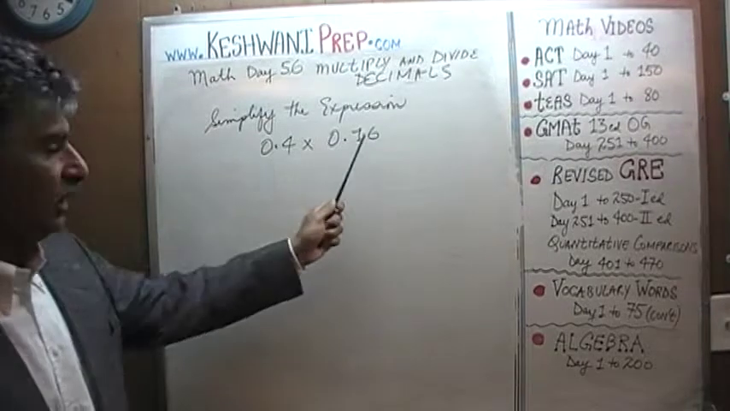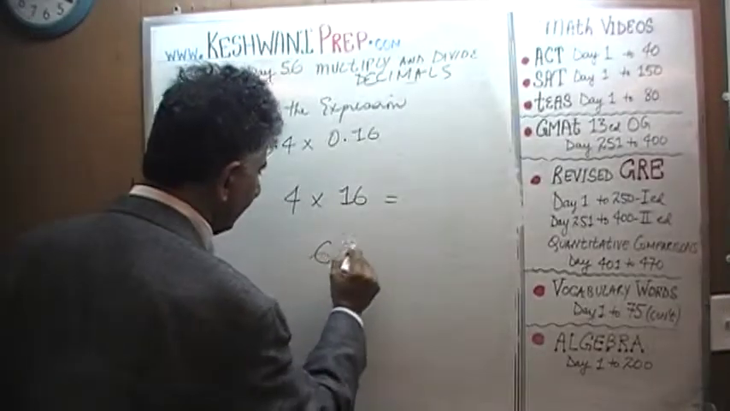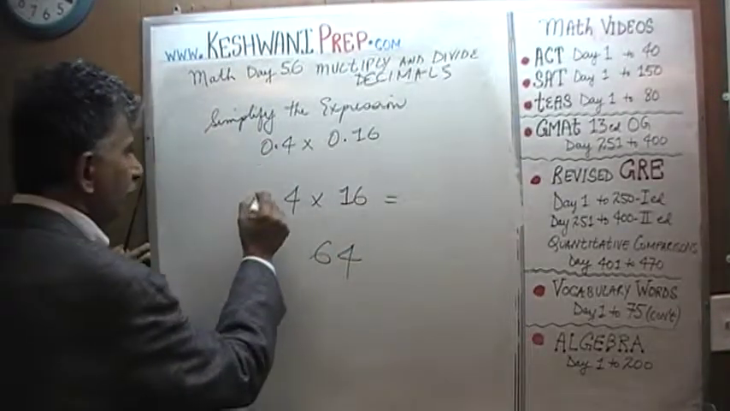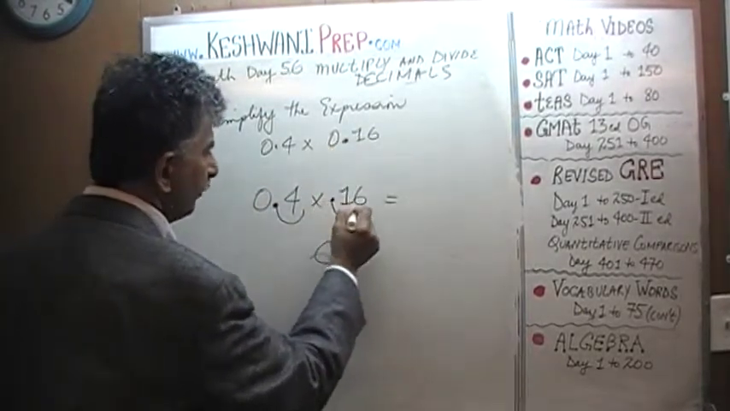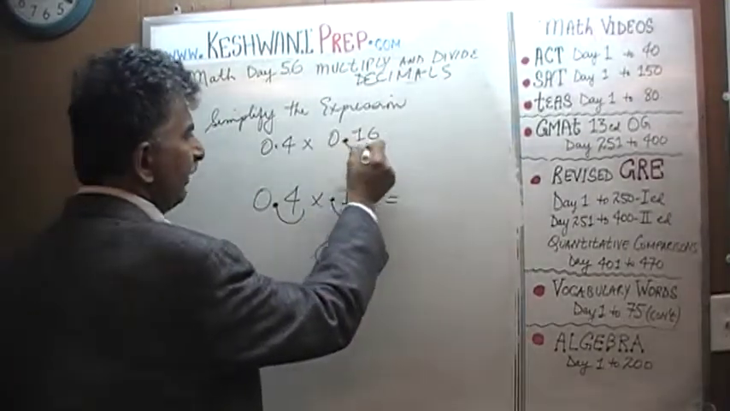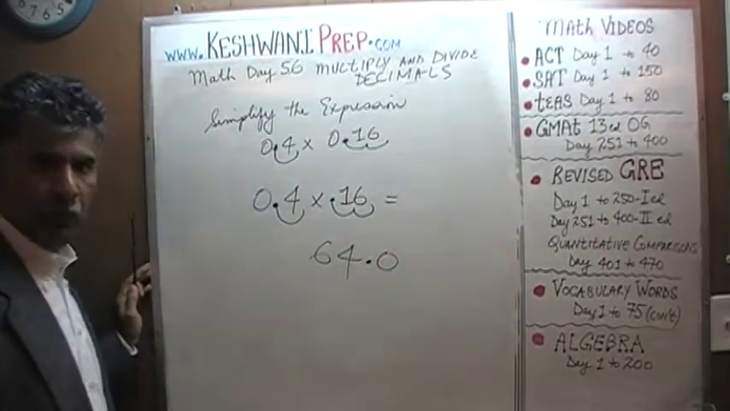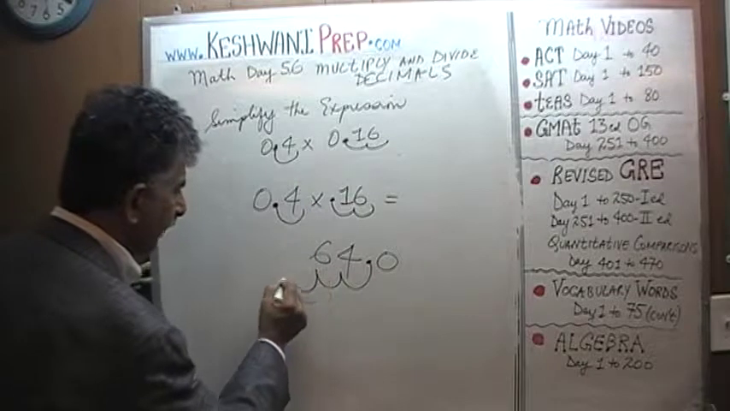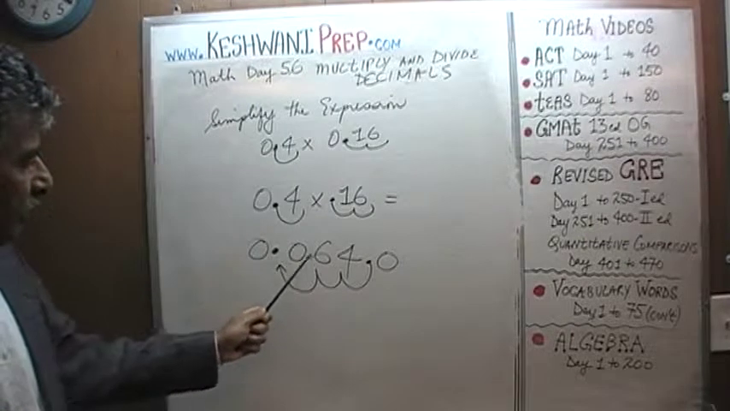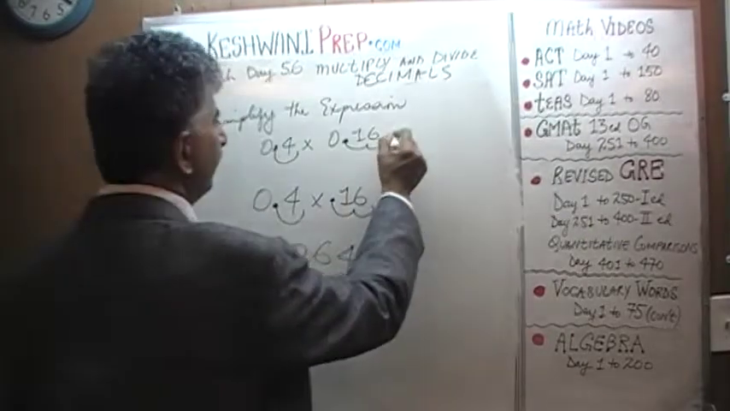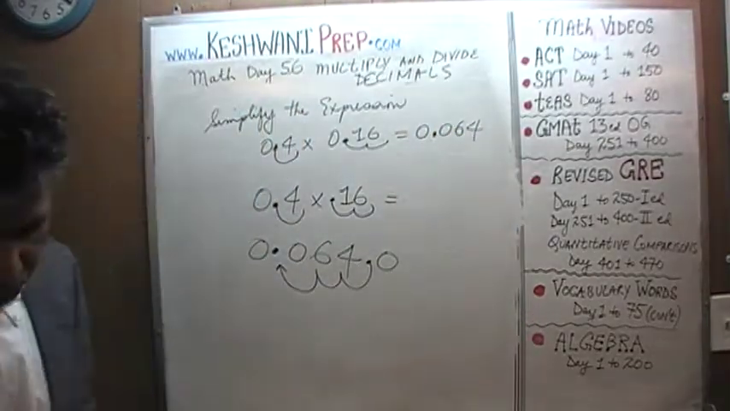Instead of doing 0.4 times 0.16, what we do first is 4 times 16, and 4 times 16 we know is 64. And now we insert our decimal. We have 0.4, so we have one decimal place here, and 0.16, so we have two decimal places here. In other words, we have to take our decimal point and move it three places. 1, 2, and 3. It's going to end up here, so we need to put a 0 here. The final answer is 0.064.